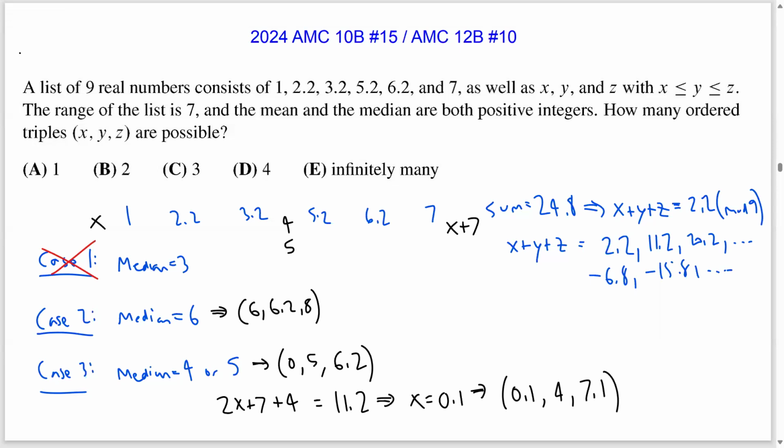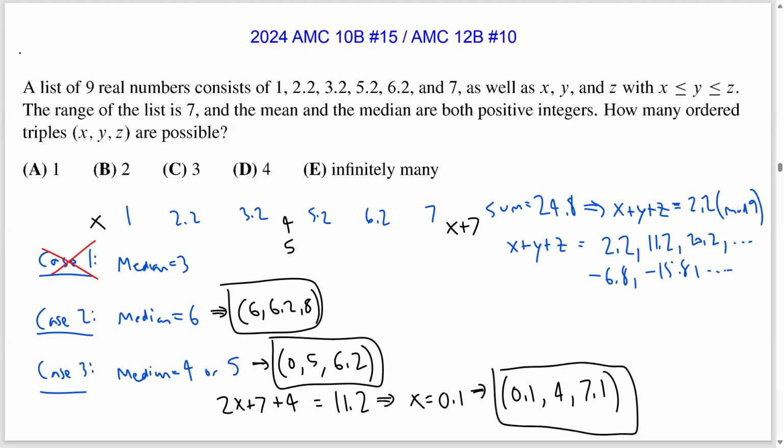So altogether, we counted 1, 2, and 3 ordered triples x, y, z. Therefore, our answer is going to be 3, which is choice C.